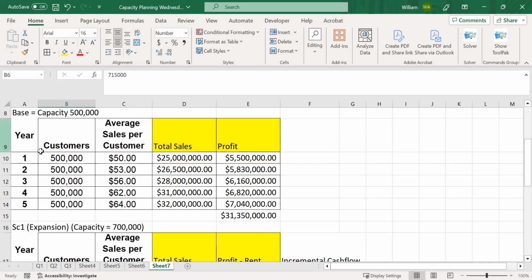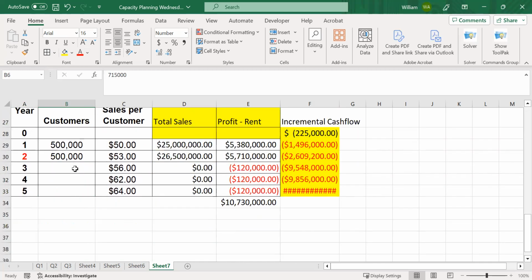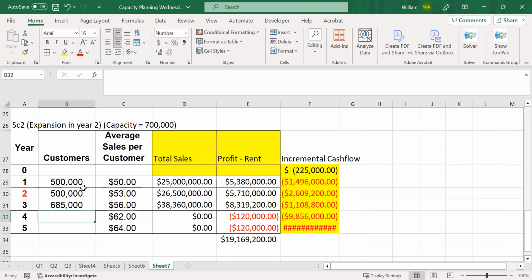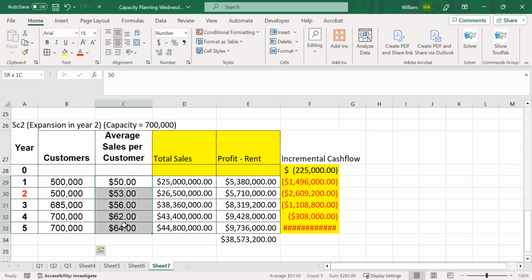Okay, so I'm going to have those numbers here. Year 3 equals 685. Year 4 equals 700,000. Year 5, this is our new limit. We can't go beyond 700,000 customers, so this stays at 700,000. Okay. So I'll multiply that by the average customers here, and that will enable us to calculate our total sales.